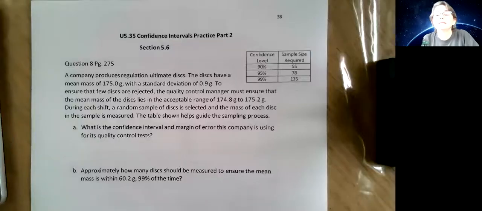Hi there, this is the video on confidence intervals, part 2. And just like the previous one, I just grabbed the question out of the textbook. So this is question 8, page 275. A company produces regulation ultimate discs. Okay, I'm old enough. In my world, they produce Frisbees.